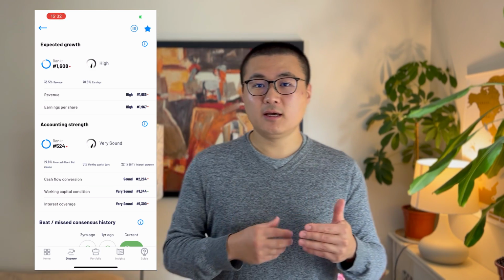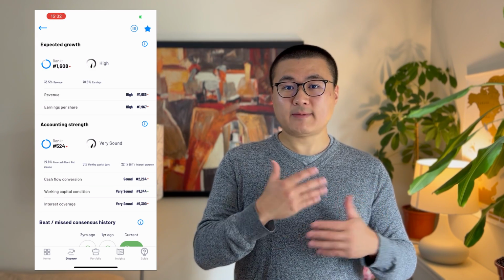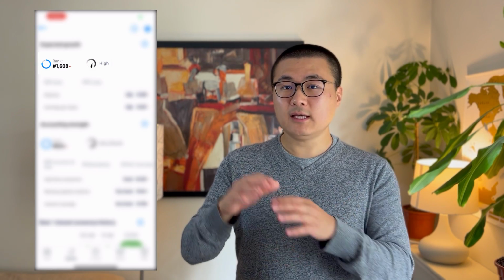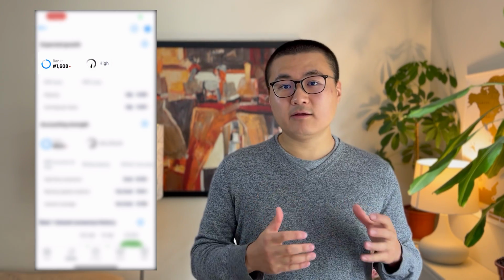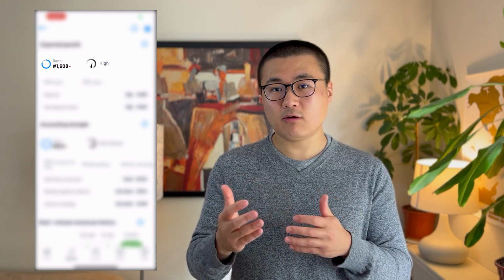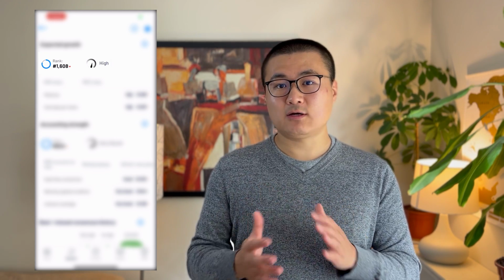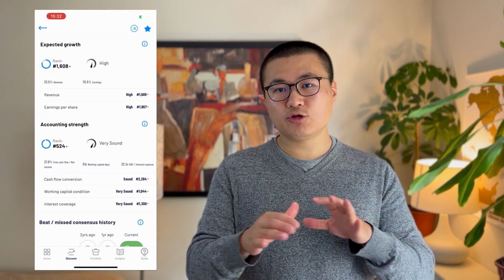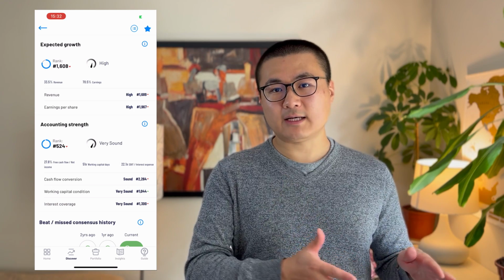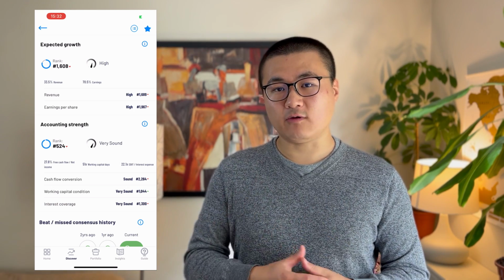And as you can see, the rankings for the expected growth numbers here for Apple is in the high category. And together, the final rank for the expected growth is at 1,601, with pretty equal contribution from the revenue forecast as well as the earnings per share forecasts.